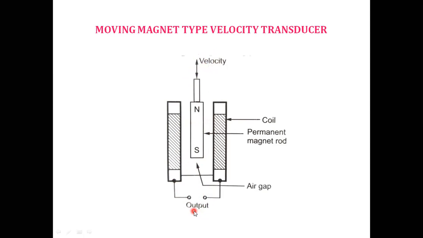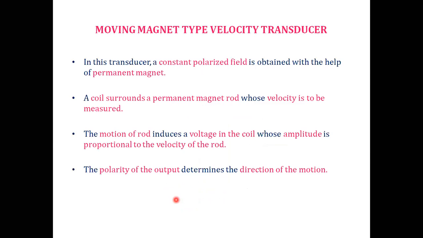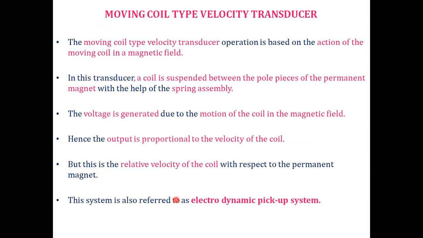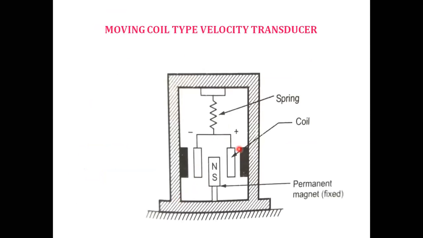Okay. These two are the coils, and these two coils are fixed. Only the permanent magnet is going to be in the movable structure. This is the air gap, and these two are the output coils. This is the moving magnetic type. In the previous case, that is the moving coil type, the coil is going to be moved, whereas the permanent magnet is fixed. That is the basic difference.